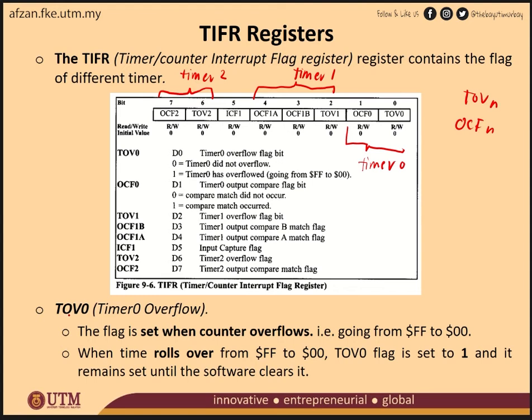So TOV0, timer 0 overflow: the flag is set when the counter overflows, which is going from FF to 00. When it goes from FF to 00, the overflow occurs and the TOV flag will be set. When the timer rolls over from FF to 00, the TOV0 flag is set to 1 and it remains set until the software clears it.